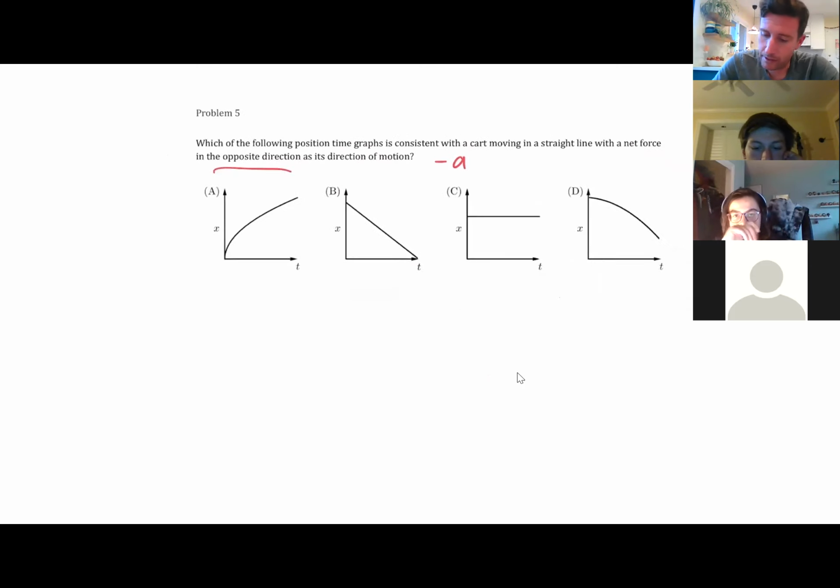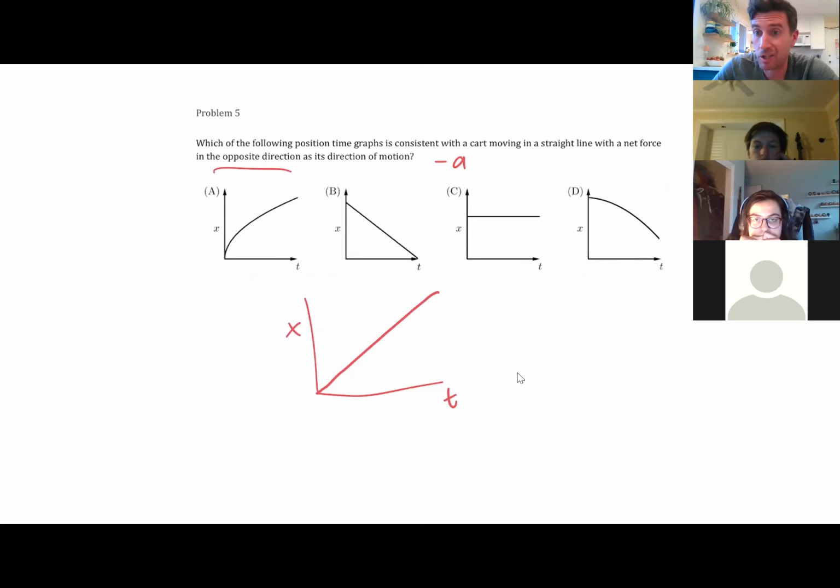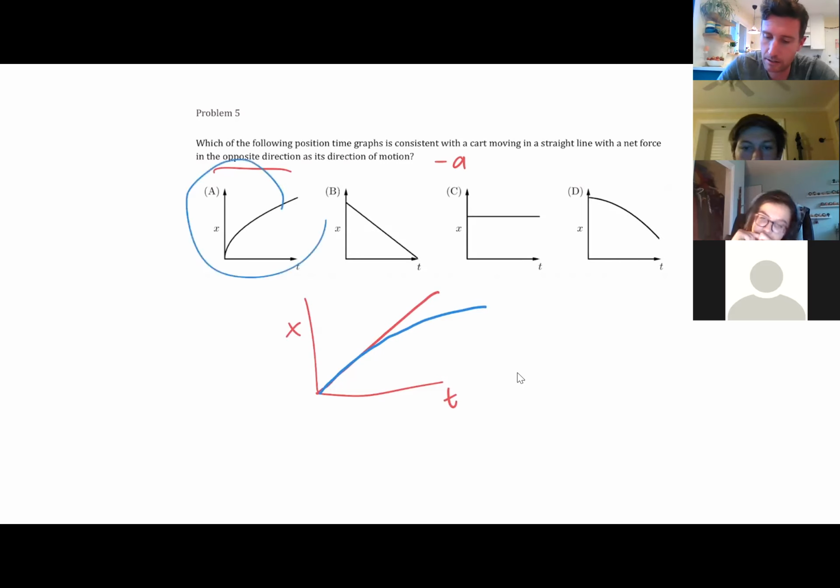So I would think about this, if I had no acceleration and I was just moving in a straight line, I would just go straight up. This is position versus time, X versus t. So if there was no acceleration, it would be straight up. If I was slowing down, I would get less and less fast, so it would look more like that. I'm slowing down instead, so I'm reducing my slope. That puts me at A.